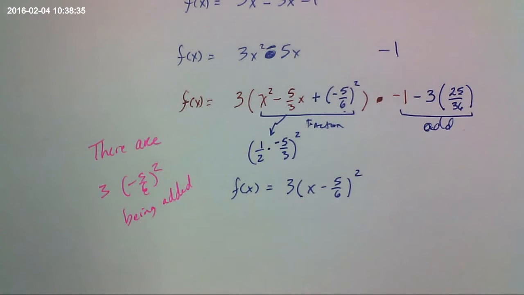Oh, sorry, I just saw the hand. Yes, Leslie. So what if it was a negative 3? Would you add it to the other 3? Yeah. So you would do minus negative 3, which would be plus. You're right. That's a good question.